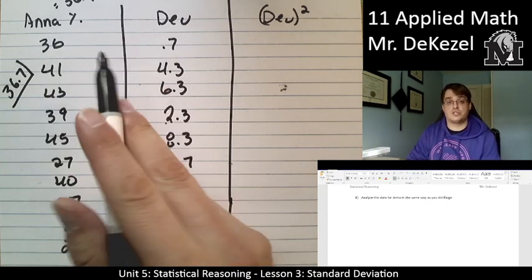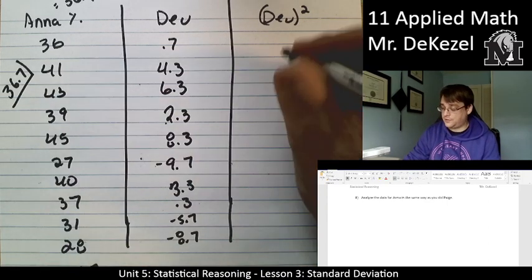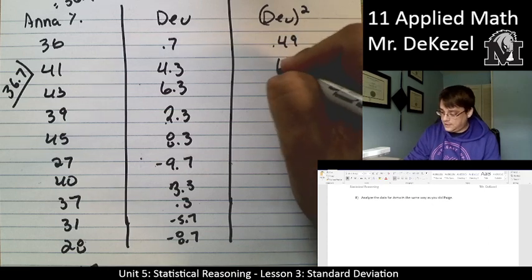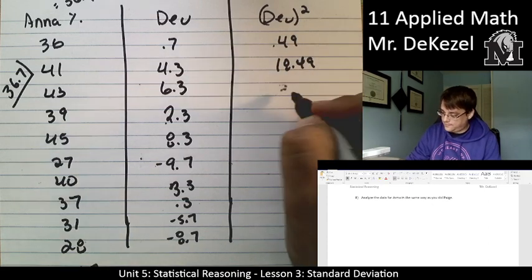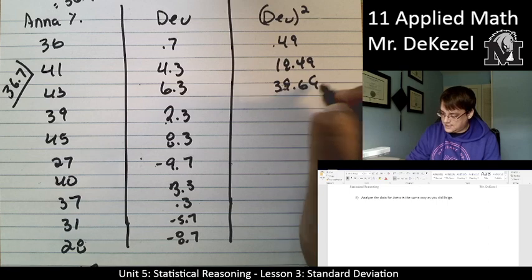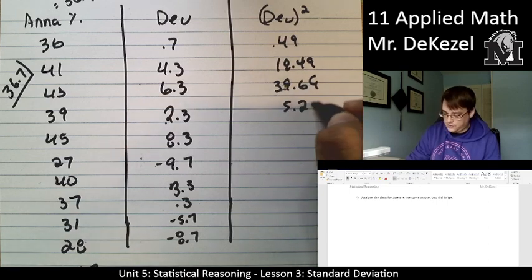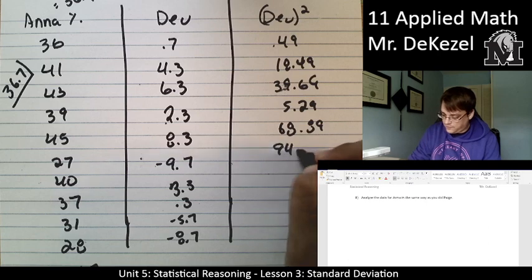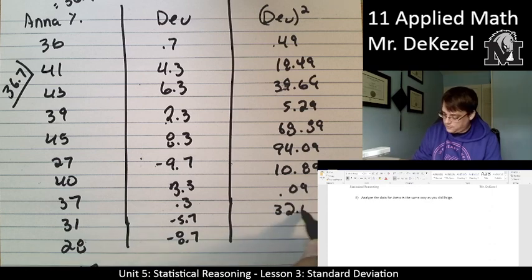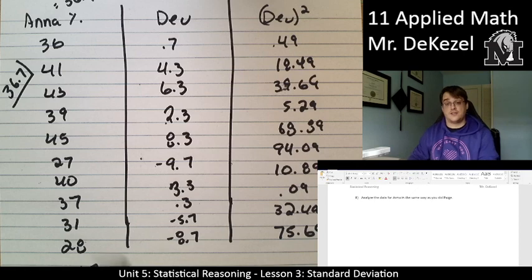We then square each of these numbers. So 0.49, 18.49, 39.69, 5.29, 68.89, 94.09, 10.89, 32.49 and 75.69. So that's each of these values squared.